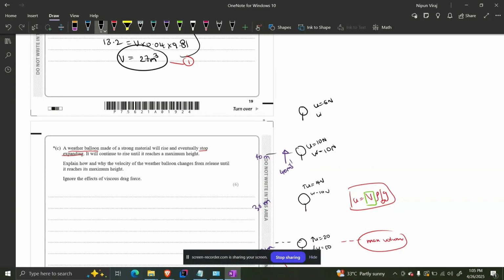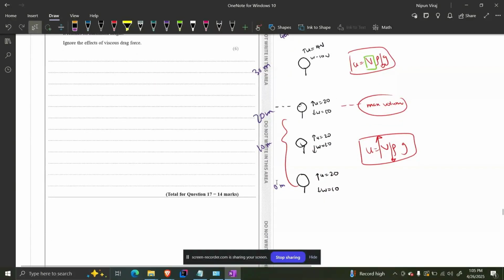This becomes 6 newtons. This becomes 10 newtons. Okay, right. Now what happens? This velocity will decrease. This velocity will become like 30. And at one point, it will reach rest. It's like throwing an object, right? Rest. Okay. So that is a scenario, right?